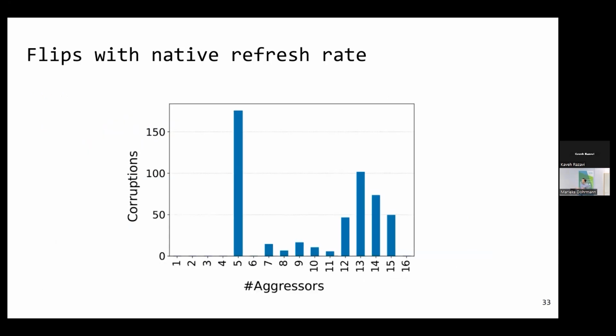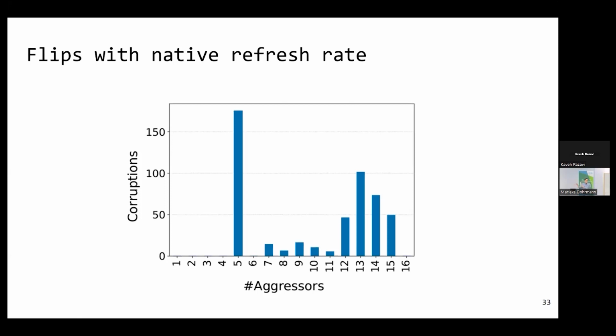This time we did native refresh. So this is a normal device that is being operated inside the specification now. And we increase the number of aggressors. Once we go to 5, we start seeing bit flips, which validates this theory that the sampler only has 4 entries, 4 counters for 4 rows.